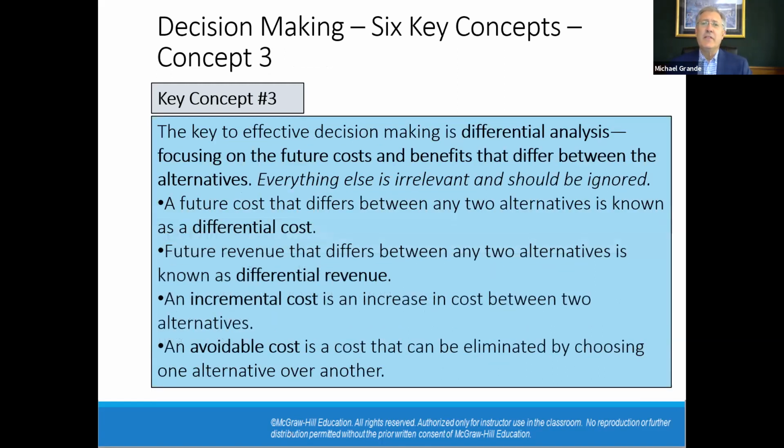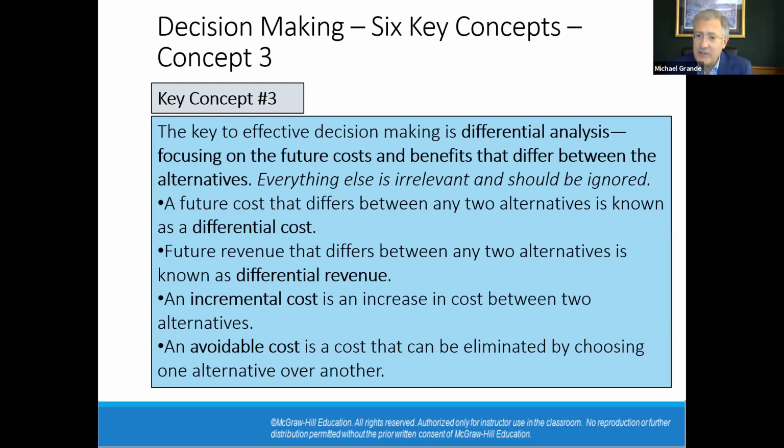Concept number three, the key to effective decision-making is differential analysis, focusing on the future costs and benefits that differ between the alternatives. Everything else is irrelevant and should be ignored. If it's the same under both scenarios, it can be ignored. We're looking only for the differences. A future cost that differs between any two alternatives is known as a differential cost. Future revenue that differs between any two alternatives is known as a differential revenue.